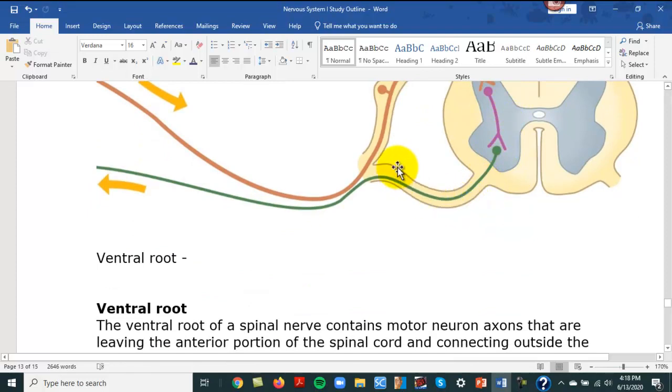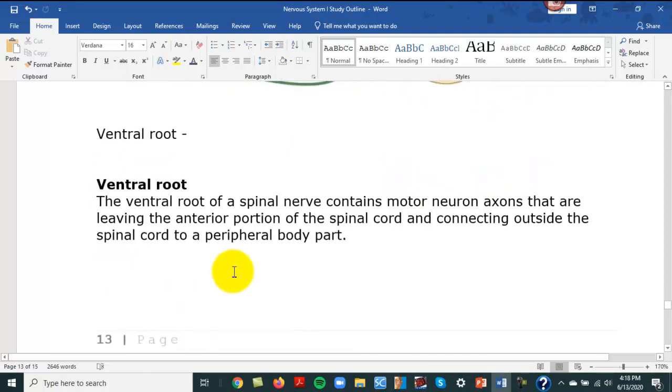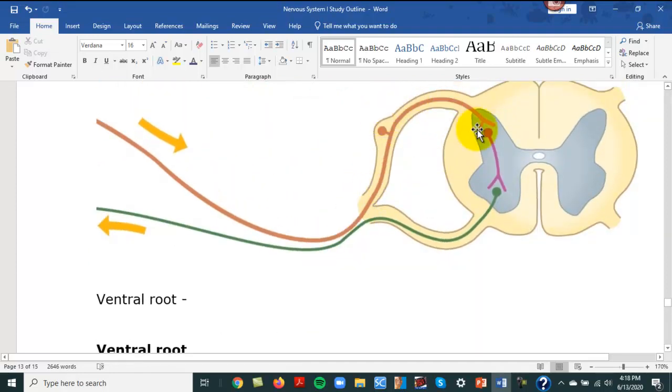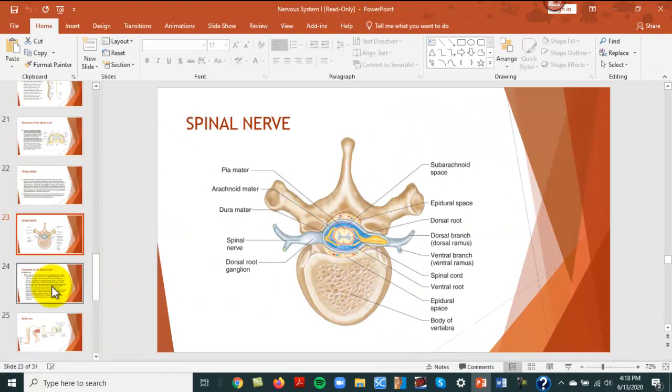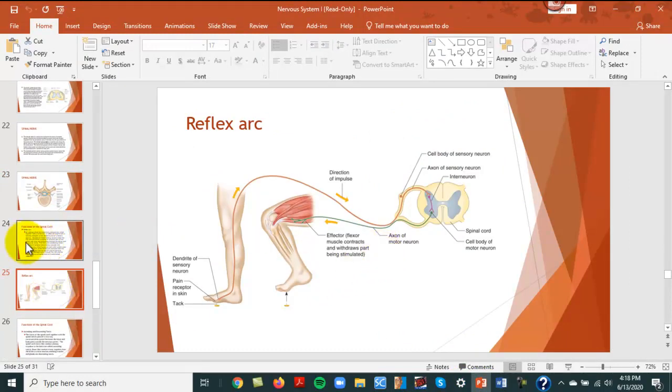And this coming off this way, the yellow, this is a neuron, but the yellow represents a nerve. That's called the ventral root. And you see how these all come out and they merge right there to form what's called a spinal nerve. And the spinal nerve will travel out to organs, muscles, or glands.